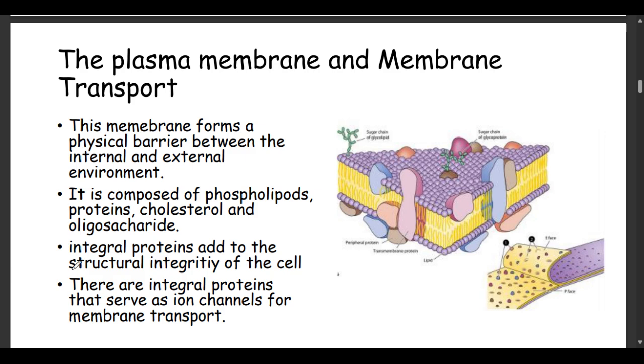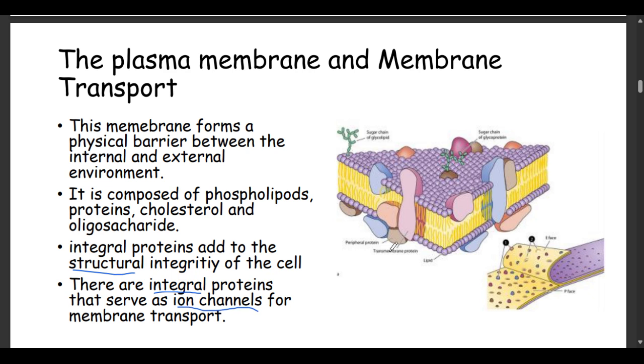Okay, so they help maintain basically the shape of the cell, and they also function as receptors, for example. And they are also what are known as integral proteins. Integral proteins, these ones are going to serve mainly as ion channels for membrane transport.